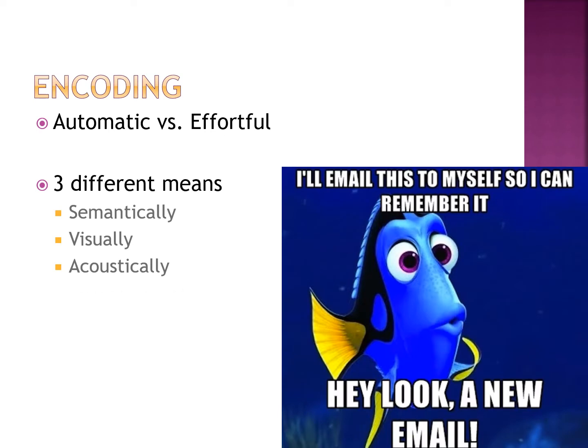So encoding happens in 2 different ways. First, you have automatic versus effortful. Automatic processing is just as it seems. It is something that you don't really have to think about. Think about basic conversations that you have with other people. You don't have to think, oh, what are they saying here? What's going on? Just your casual conversations are all automatic.